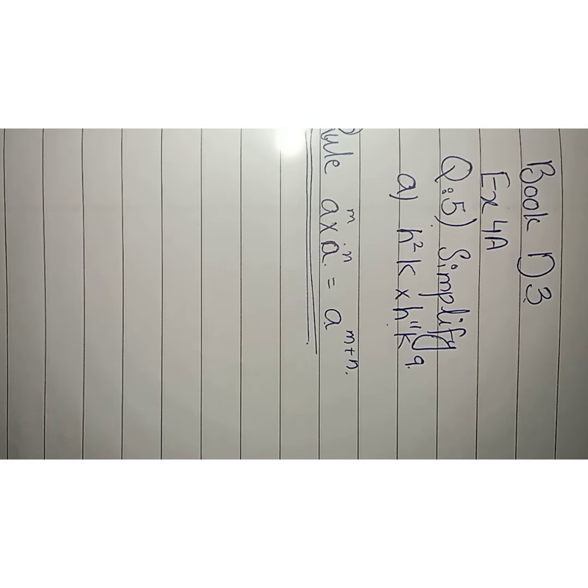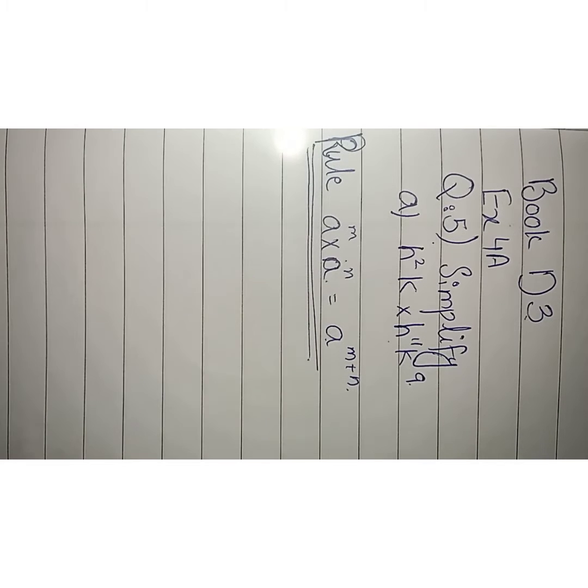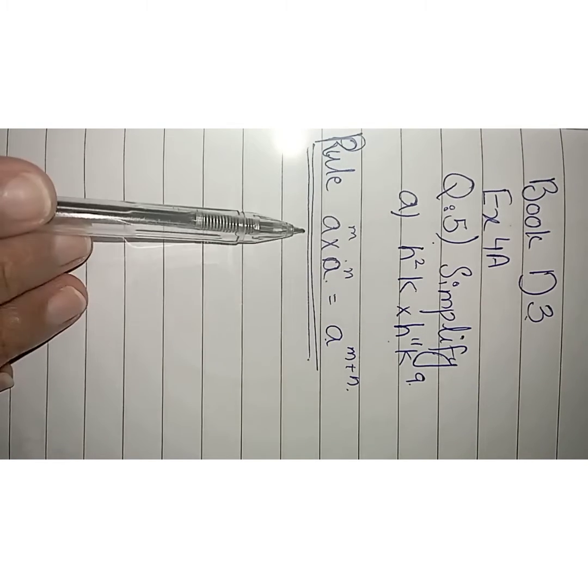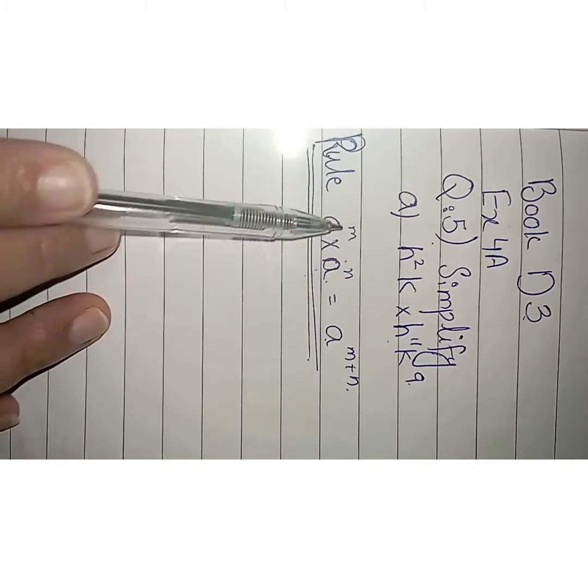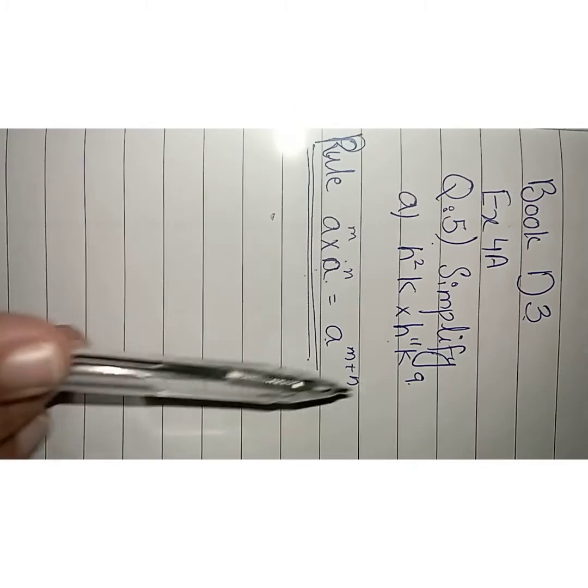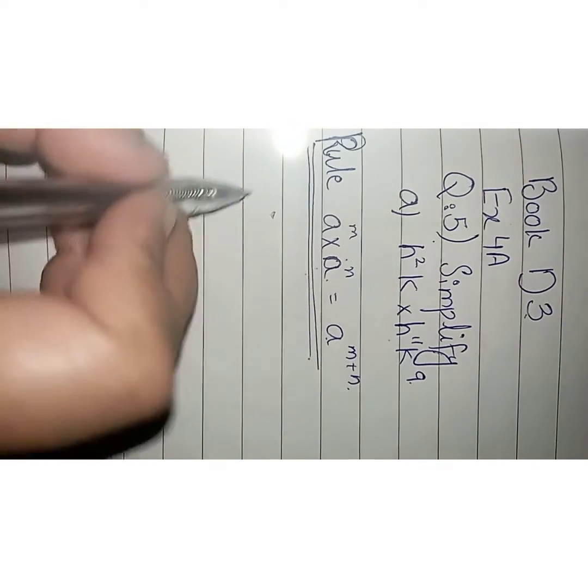Simplify h squared k into h11 k9. The rule is when the same bases are multiplied, the powers are added. So we will use the rule and solve this question. Now let's do the question, part A.